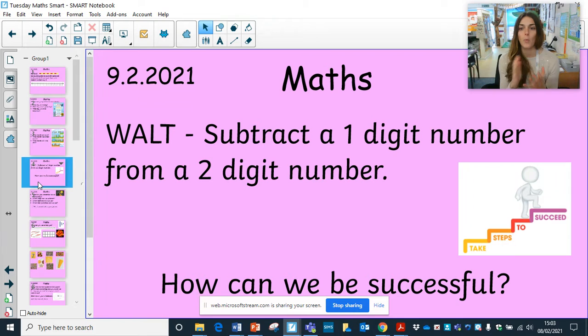Okay, then we need to think about what a 1-digit number and a 2-digit number will mean. So a 1-digit number is just one number, one numeral, 1 digit. So that's your numbers 0 to 9. And then a 2-digit number is when there are two numbers, 2 digits. So that's 10, because it's got a 1 and a 0. So it's that place value. And it's from 10 to 99. And after that, obviously, it goes into a 3-digit number. Okay.